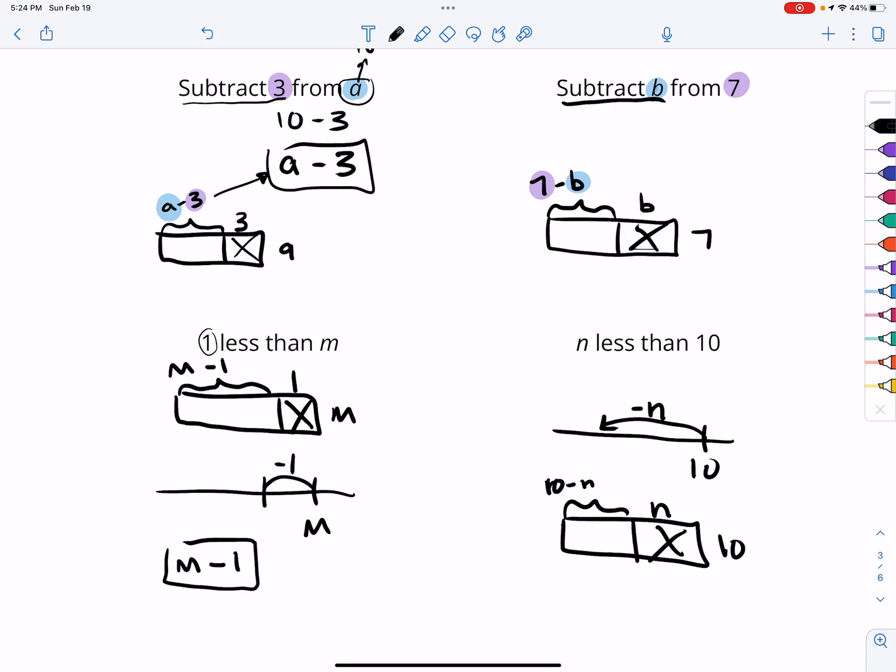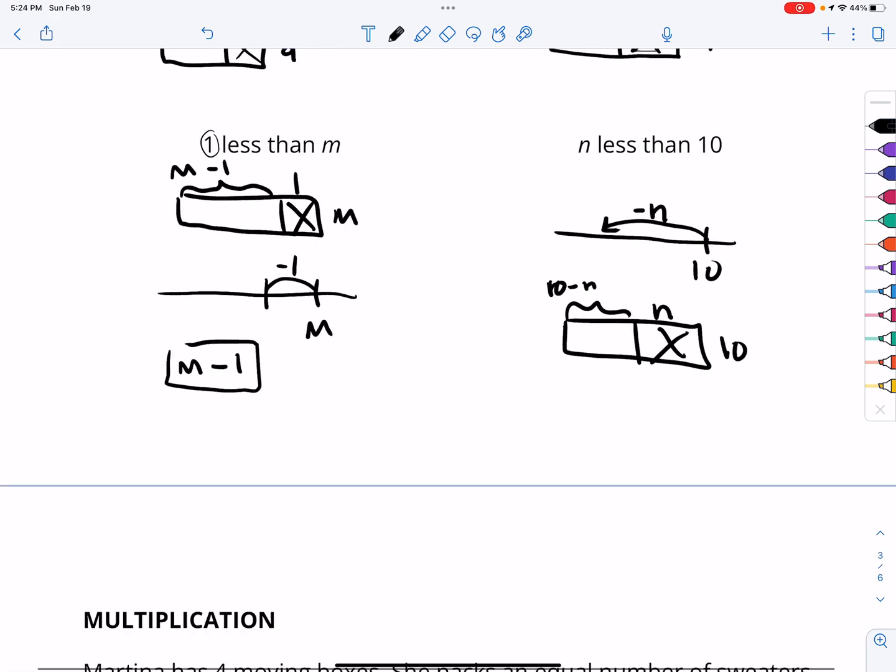So at first, drawing the bar model can be helpful. Not always going to be necessary as you get more and more comfortable with it, but definitely being able to picture and visualize. What do I have? What am I taking away from it? It's going to be really important.